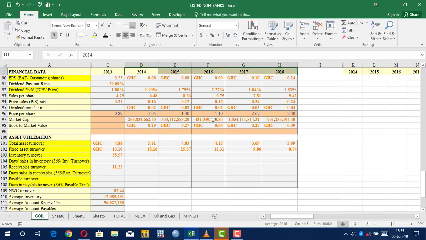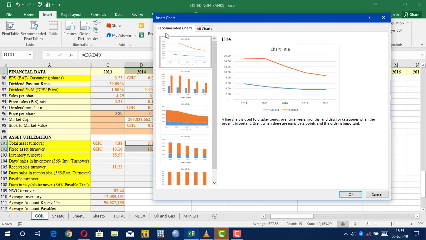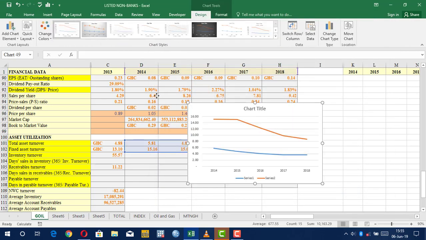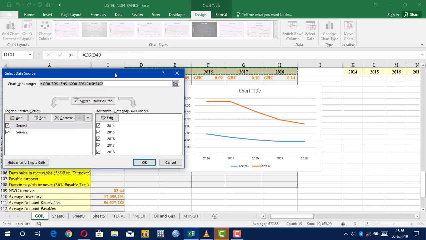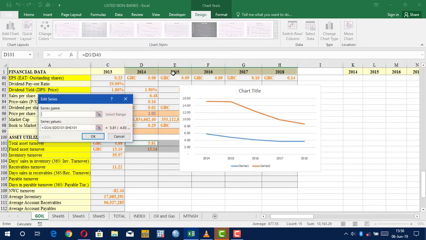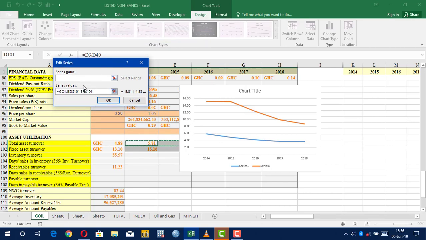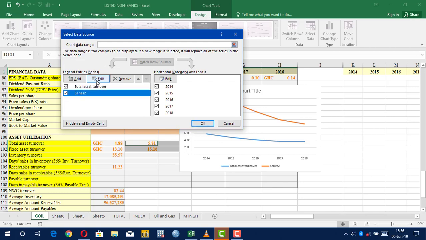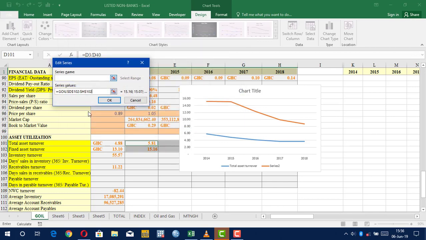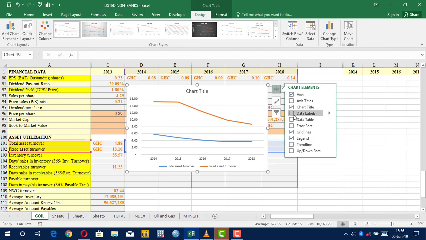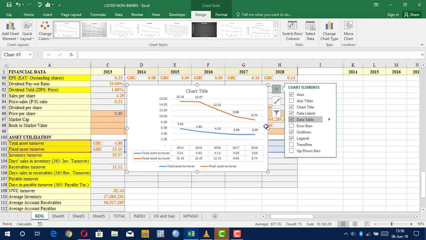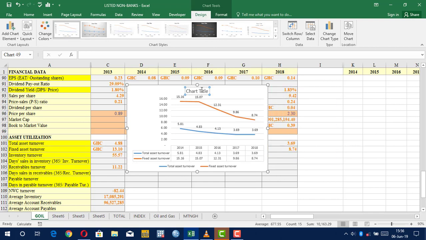Let's do a trend analysis for it and then speak on the figures to see how the company has performed in terms of their assets over the 5-year period. So we will edit it like we've been doing always. Series 1 we will edit it: total asset turnover. Series 2 we will edit it, which is the fixed asset turnover. Okay, there we have it. So now we need the labels. I think it's better now.